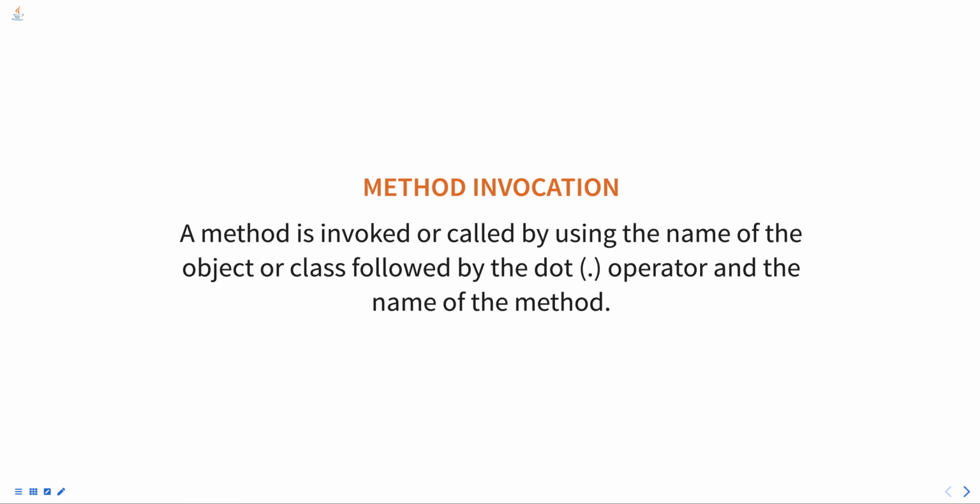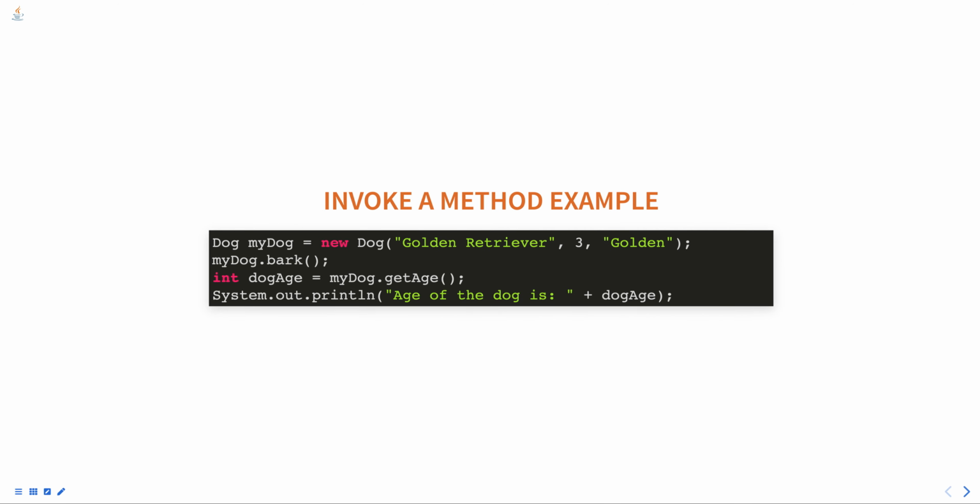In Java, a method is invoked or called by using the name of the object or class followed by the dot operator and the name of the method. If the method takes in any input parameters, they are passed within the parentheses following the method name. Here is an example of how to invoke a method in Java.